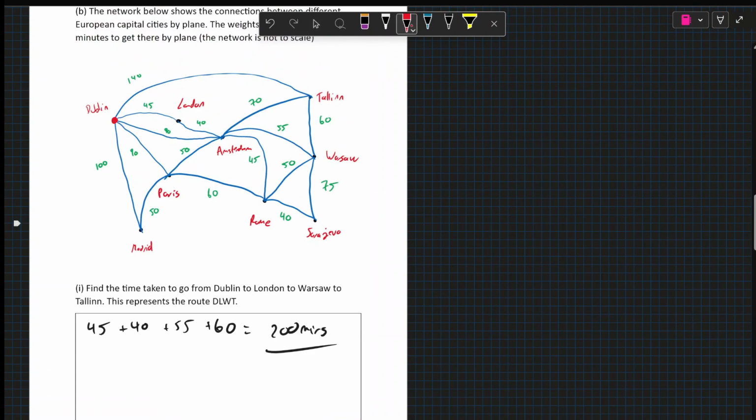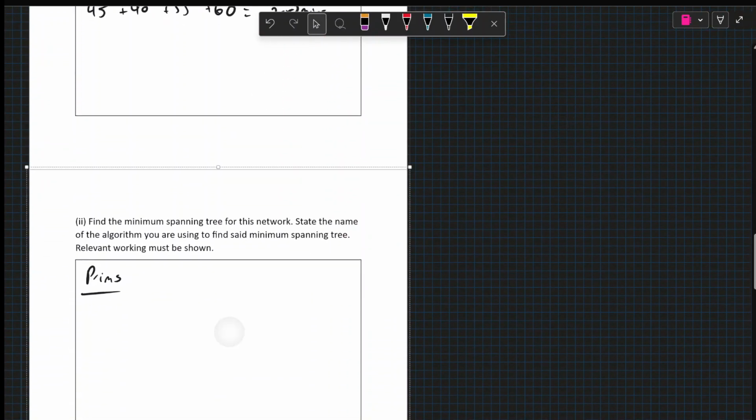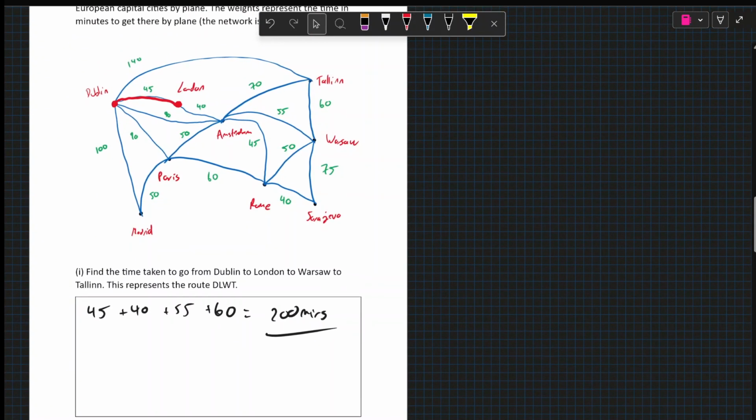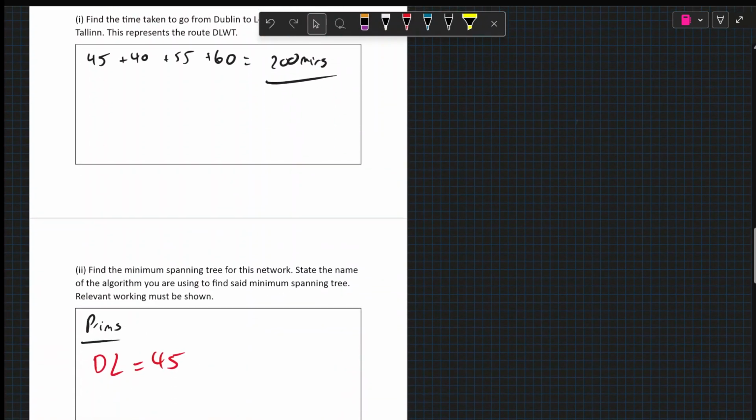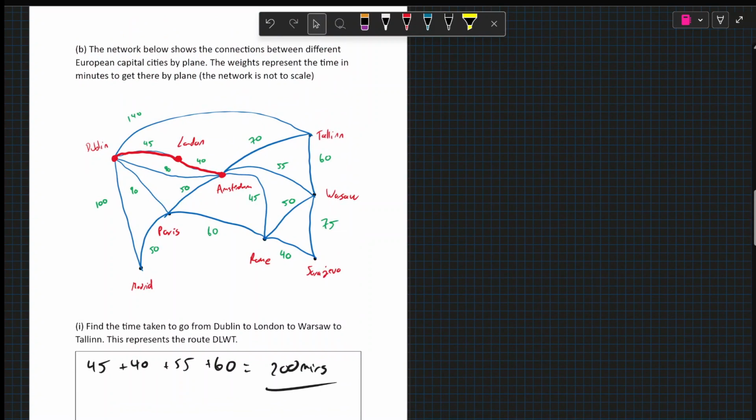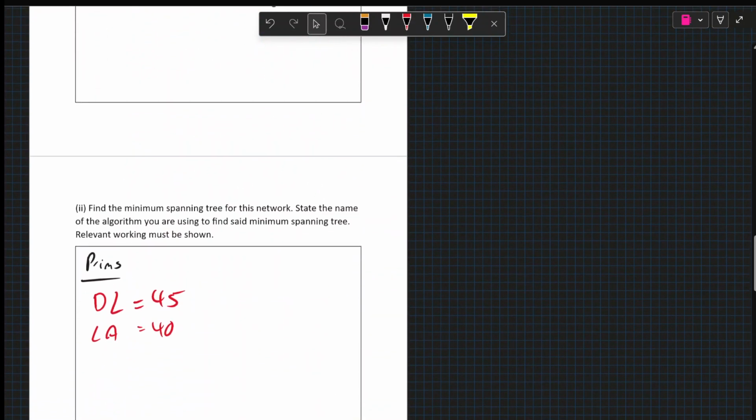Now, the quickest out of Dublin is to go to London. So, we're just going to write Dublin to London equals 45, and no cycles will be created. Now, out of London and Dublin, the quickest is to Amsterdam. So that'll be L to A. It's 40. Now, out of that, we have a 45 to Rome. I think that's quickest. So that'll be AR is 45.